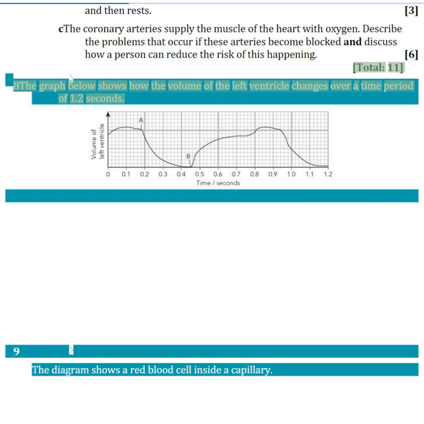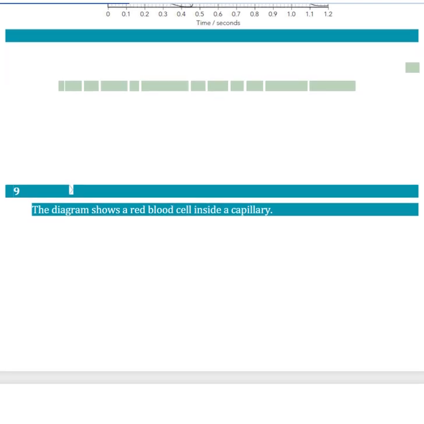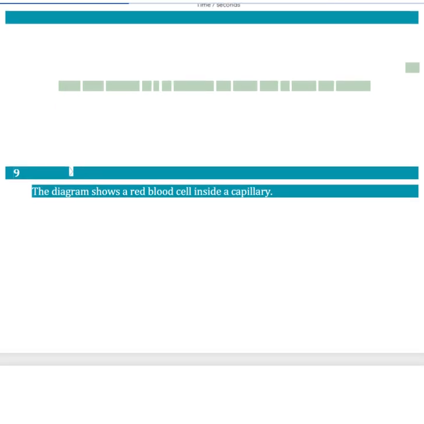8. The graph below shows how the volume of the left ventricle changes over a time period of 1.2 seconds. A. Describe what the muscle in the wall of the left ventricle is doing at points A and B on the graph. B. Use the graph to determine the time for one complete heartbeat. C. Use your answer to B to calculate the heart rate in beats per minute. D. The atrioventricular valves close at point A.